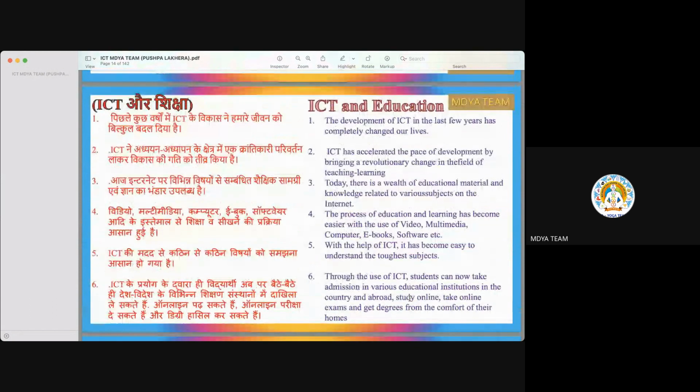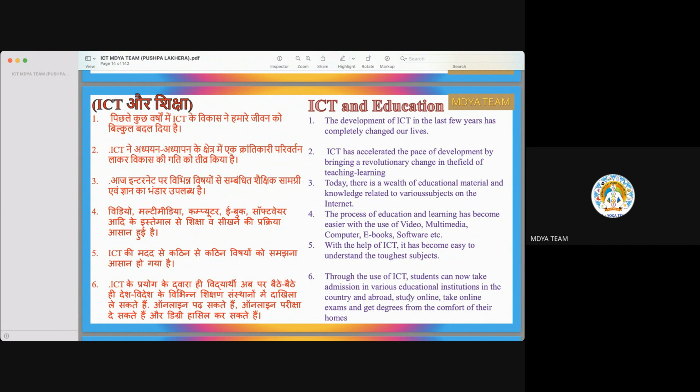Through the use of ICT, students can now take admissions in various educational institutions in the country and abroad, study online, give online exams, and get degrees from the comfort of their homes, staying at one place. You have all the facilities of a classroom and a university, and you can have lectures from the designated lecturers.